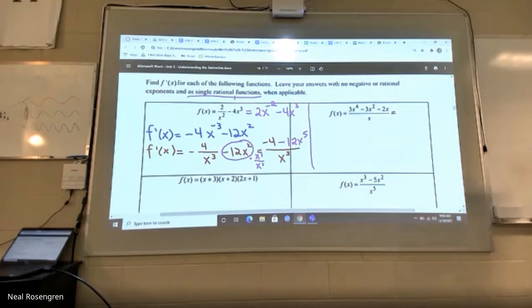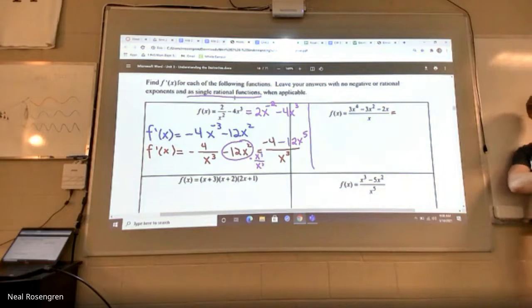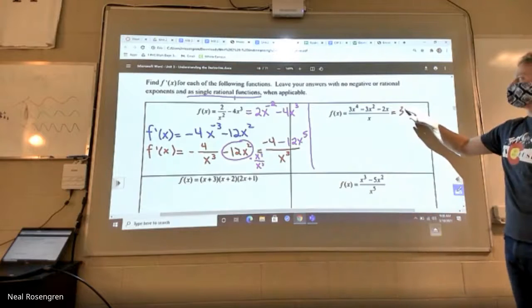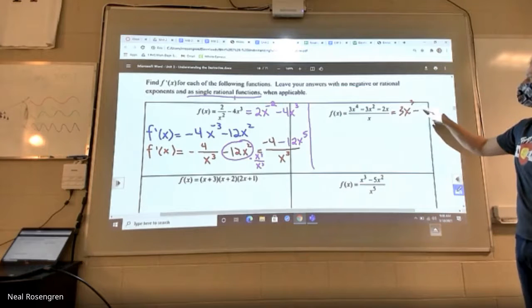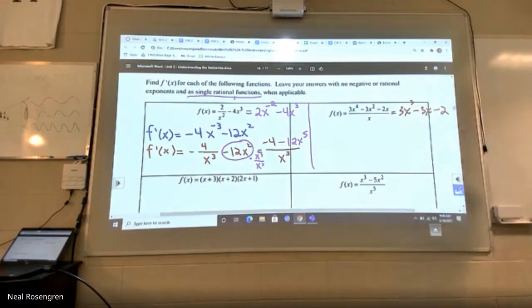And so what do you think we could do to write f of x? That's all divided by x, right? Divide each one by x. You have a single denominator. Okay, sweet. Let's call this 3x to the third minus 3x minus 2. Dividing each one by that denominator.